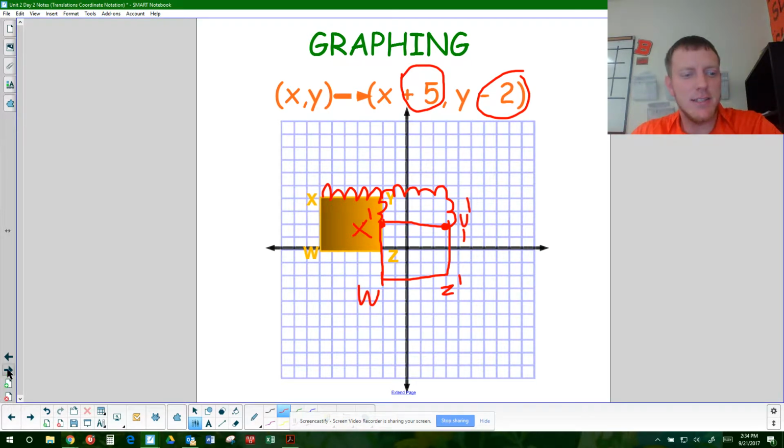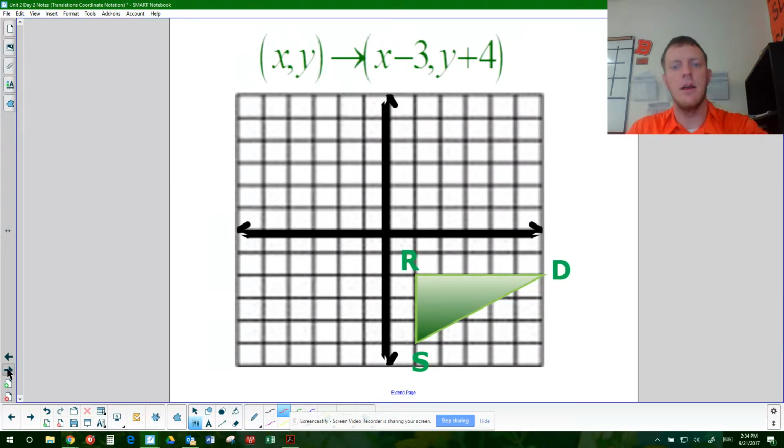All right. So that's how you graph. It's really simple. Don't overthink this. X is left and right, Y is up and down. When you are doing translation, X is left and right, Y is up and down. All right. So go ahead, take a minute, do this one.